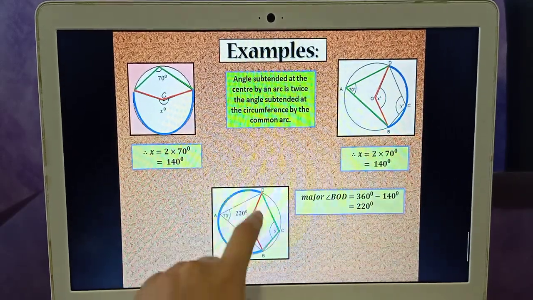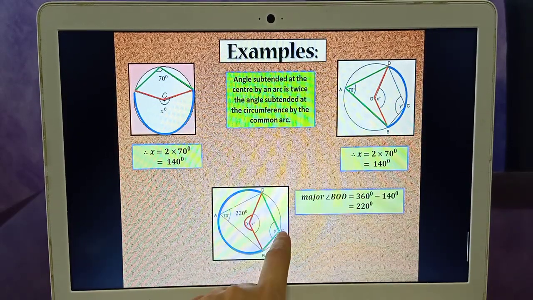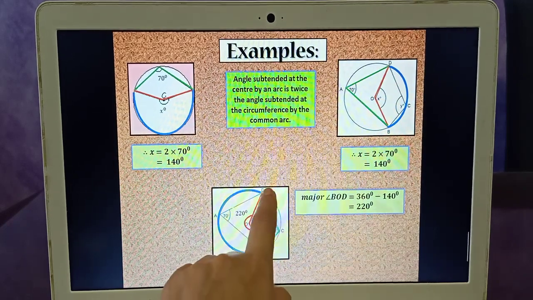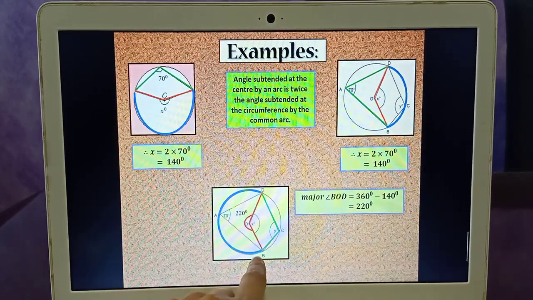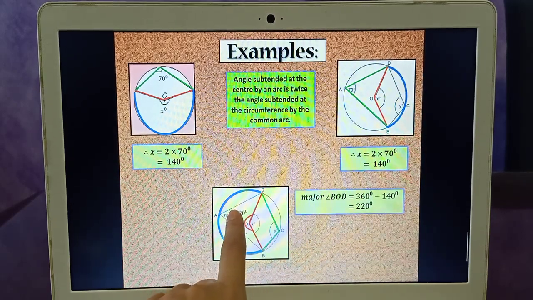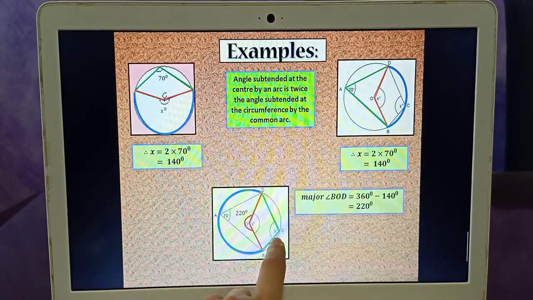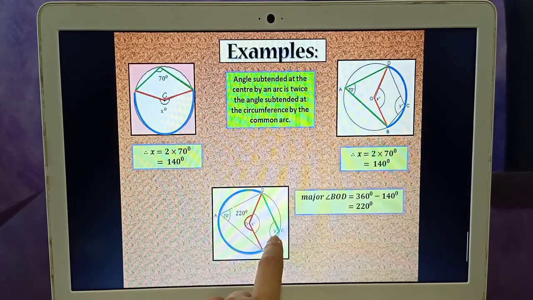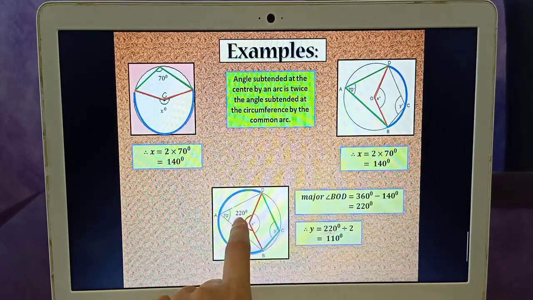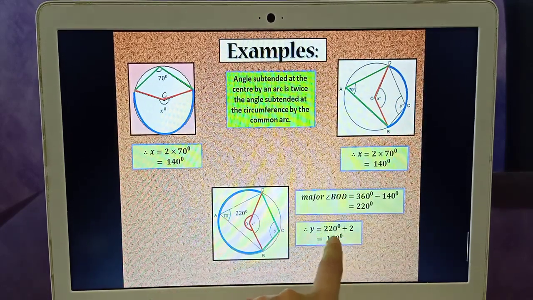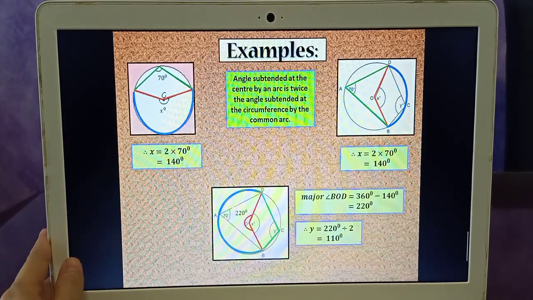As for y, it is the angle subtended at the circumference, because it is formed by these two chords and also subtended by this major arc. So they have a relationship: the angle subtended at the center is twice the angle subtended at the circumference. Now we are asked to find y, so we use 220 divided by 2, and we get 110 degrees.